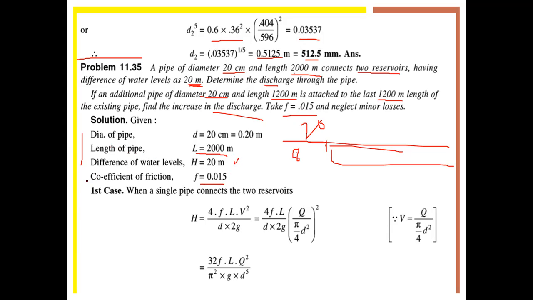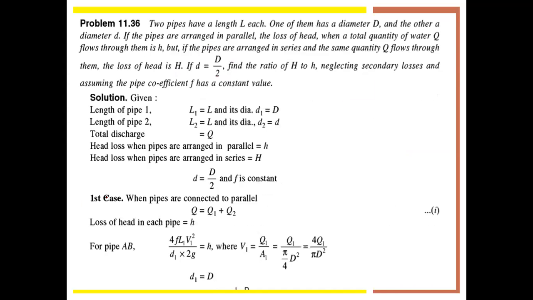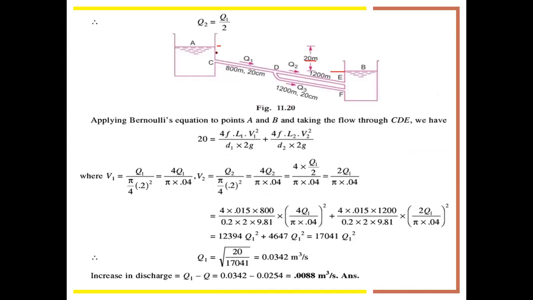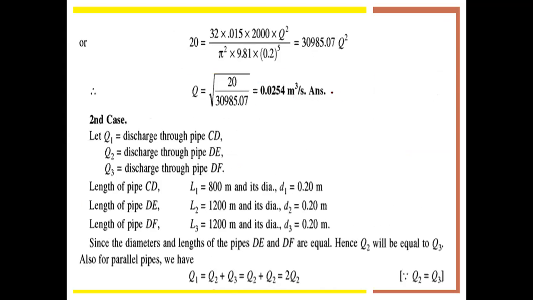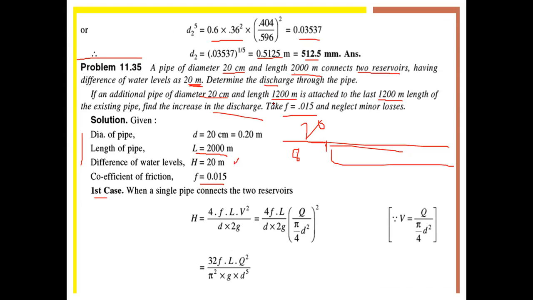0.015. Okay. Now take the first case. In any case, we are having two cases here. The first case is this one, the second case is this one. Now see the first case. When the single pipe connects the two reservoirs, from A to B, the total single pipe connection length is 2000 meters. Okay, now see the head loss HF.